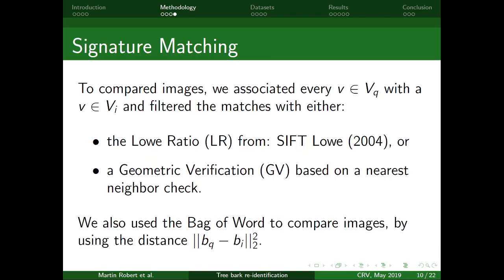To compare a query image IQ with a database image I, we associated every description from V in VQ with a V in VI and filtered the matches with either the lowe ratio from SIFT or a geometric verification based on a nearest neighbor check. The number of remaining matches then serves as the matching score G. We also use the bag of words to compare a query image with a database image by using the distance between them as the score G. However, in this video, we will focus on the geometric verification since it gives the best results. For other results, please take a look at our paper.